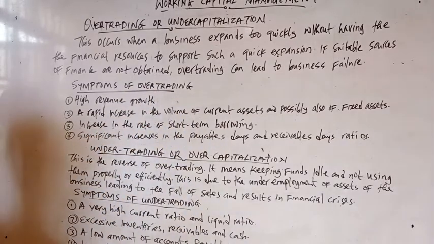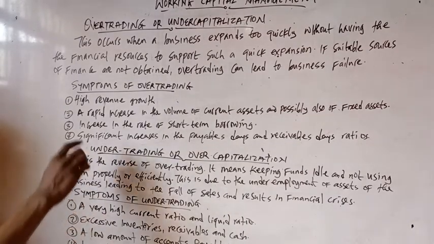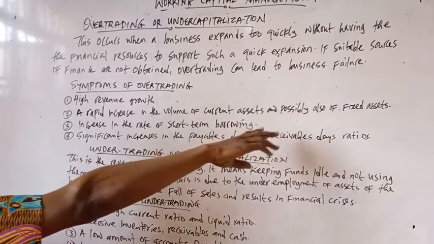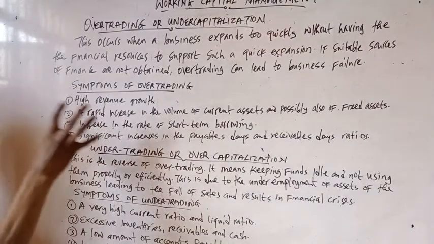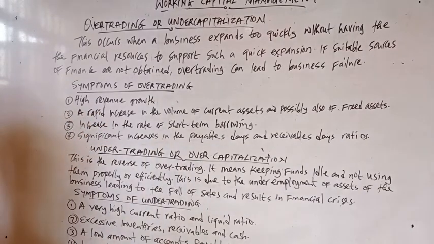Another symptom is a rapid increase in the volume of current assets and possibly also of fixed assets. You are just pumping money into the organization. You are overtrading. So if you discover this, you can tend to see that the company is overtrading.